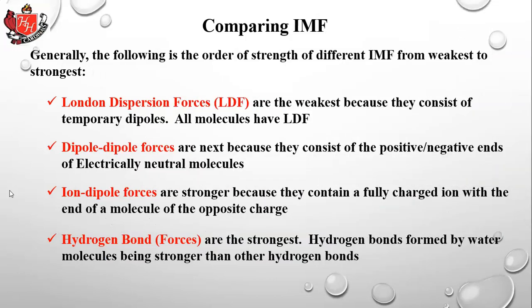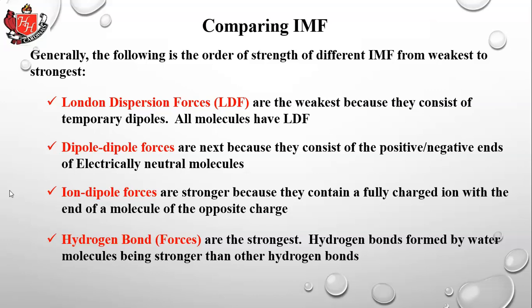So comparing the intermolecular forces. Generally, the following is the order of strength of different intermolecular forces from weakest to strongest. The weakest are the London dispersion forces, and they're the weakest because they consist only of temporary dipoles, and they're really effective only in nonpolar molecules. Now, all molecules have London dispersion forces. It's just that those that also have dipole-dipole, ion-dipole, or hydrogen bond forces, those predominate over the London dispersion forces. But all molecules do have them.